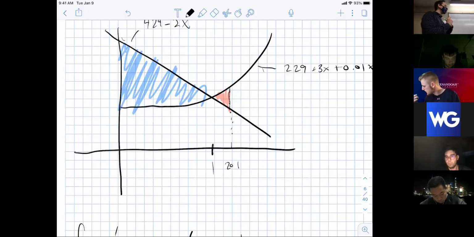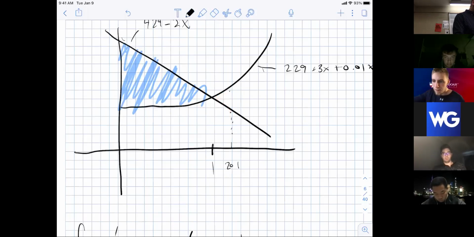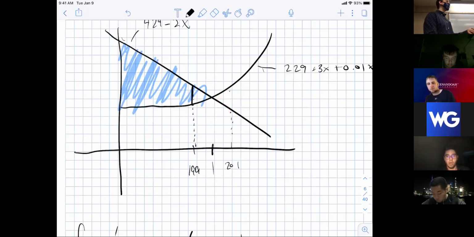Again, I'm not really talking about actual areas right now. I'm just talking about integrating R prime minus C prime. So if I had integrated to 201, or in other words, if we had looked at selling 201 cell phones, I would have made less profit. What if I had only integrated up till say 199 cell phones? Well, would the number that I got be bigger or smaller than the integral from 0 to 200?